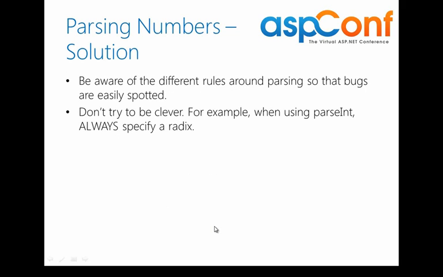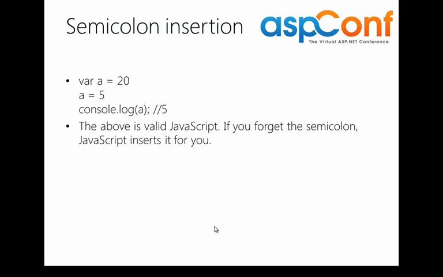So the solution to this is simply to be aware of the rules around parsing, so that when you run into a bug, you can say, okay, hang on, this might have caused this bug, rather than having no idea what's causing what and debugging for hours on end. The other thing is, don't try to be clever. When you're using parseInt, always specify the radix.